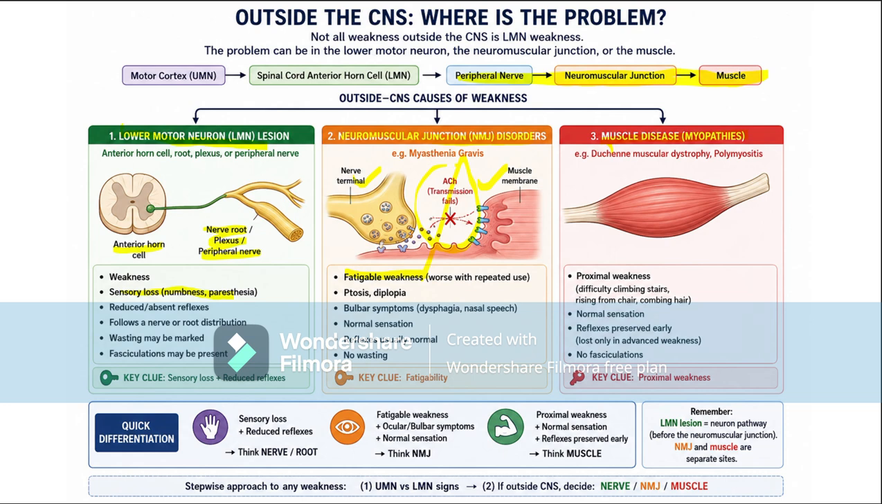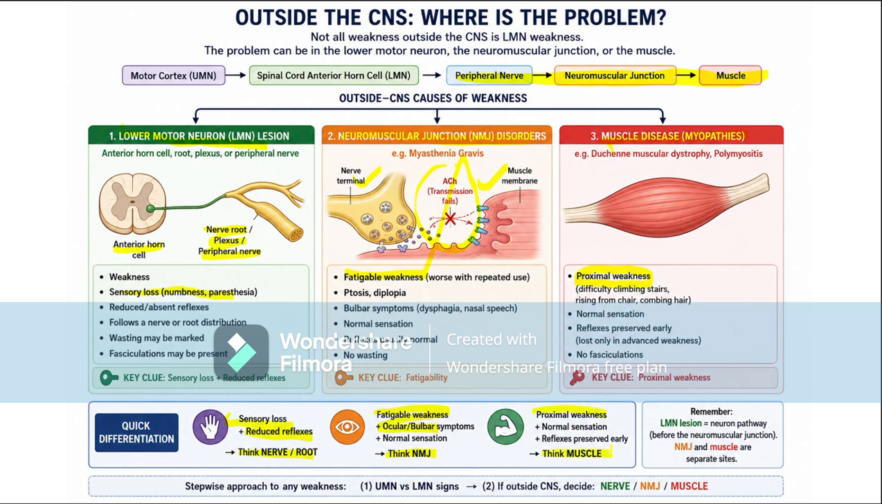In muscle disease, the nerve is sending the signal, but the muscle cannot generate normal force. The weakness is usually proximal, so patients may struggle with climbing stairs, rising from a chair, or combing their hair. Sensation is normal, and reflexes are preserved early, so the quick differentiation is, sensory loss with reduced reflexes suggests nerve or root, fatigable weakness suggests neuromuscular junction, and proximal weakness with normal sensation suggests muscle.